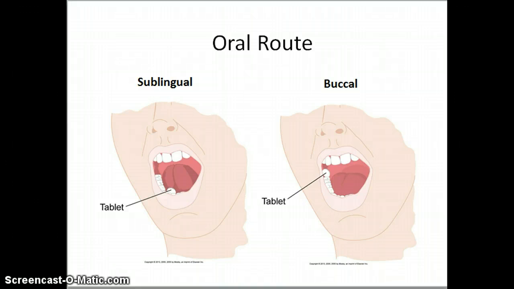Administration of a medication by the buccal route involves placing the solid medication in the mouth against the mucous membrane of the cheek until it dissolves. Warn the patient not to chew or swallow the medication. And a buccal medication acts locally on the mucosa or systemically if it's swallowed in the saliva.